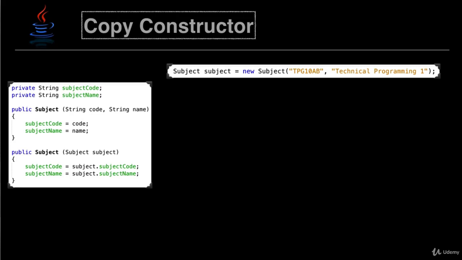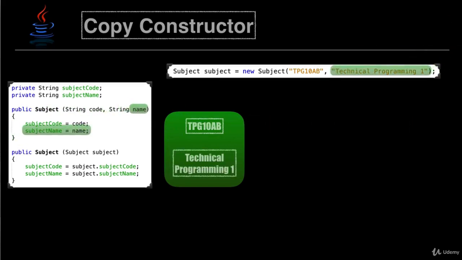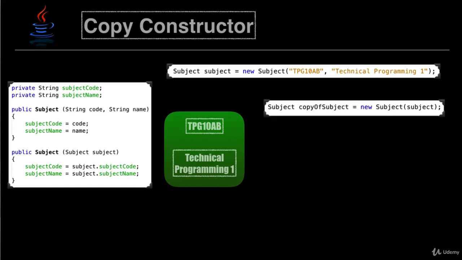So if we create a new object using this constructor, we set the subject code as TPG10, AB as passed into the constructor. We set the subject name as technical programming 1 to create this green subject object in memory. If we then use the copy constructor call to create a new object, we pass in the existing green subject object in order to make a copy of it as the new object.